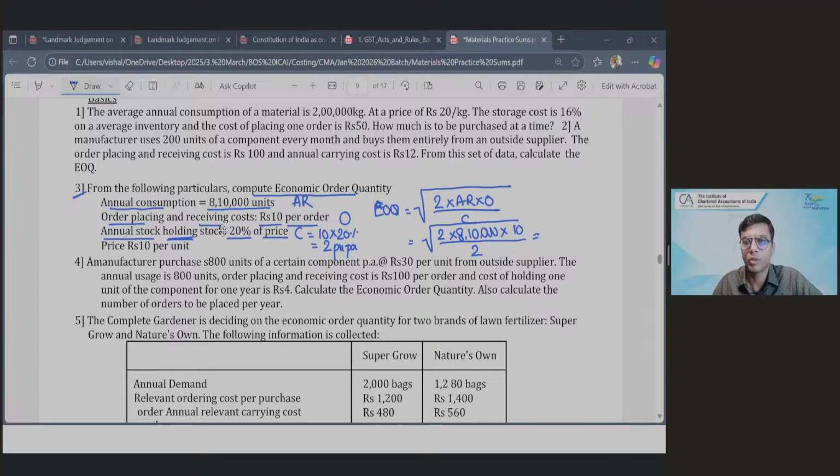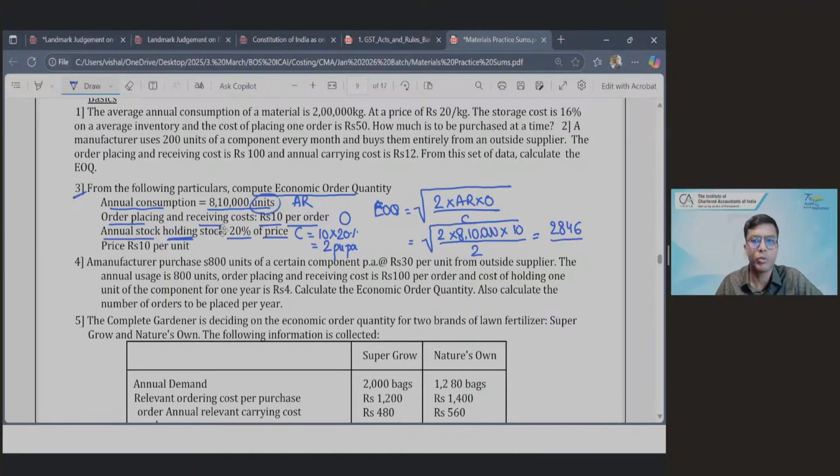So answer is 2846 approx. Now very important students, whenever you are writing any figure, you have to specify what that figure is. Is it rupees? Is it quantity? Is it percentage? Because a figure can be anything. So what we have calculated is the material quantity of which you will be placing order every time. And here the materials are measured in units. So you will write units. Please make this a point that you will do this. Correct?